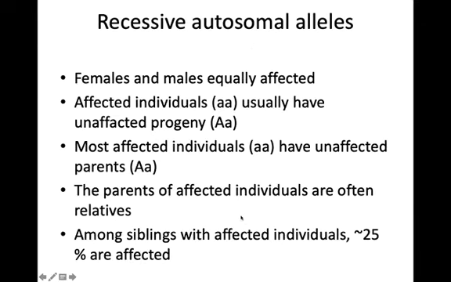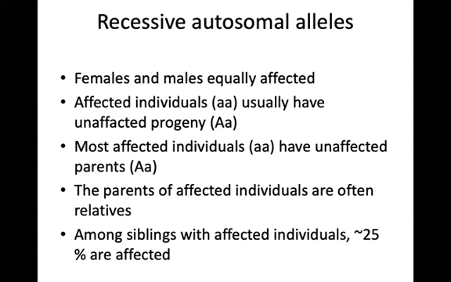All right, so there's some rules that are worth thinking about for patterns that you see in pedigrees for recessive autosomal alleles. 1, females and males are also equally affected. Affected individuals that are little a, for example, usually have unaffected progeny. And they usually have unaffected progeny because they're not usually reproducing with someone who's a carrier. All right, by carrier I mean an individual who's heterozygous. Most affected individuals, little a, have unaffected parents because the parents don't know that they have this allele that they're carrying. The parents of affected individuals are often relatives, which is what I just showed you in the last example.